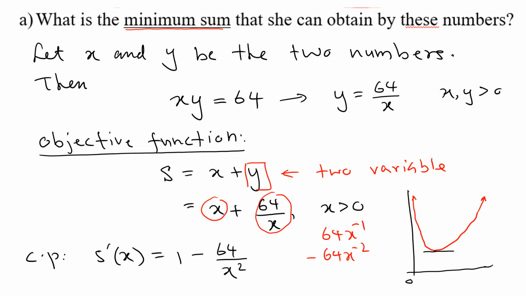So that's the derivative. Now what we're going to do is simplify this and set it equal to 0, and then solve for x to find the critical points. So let's do that now.